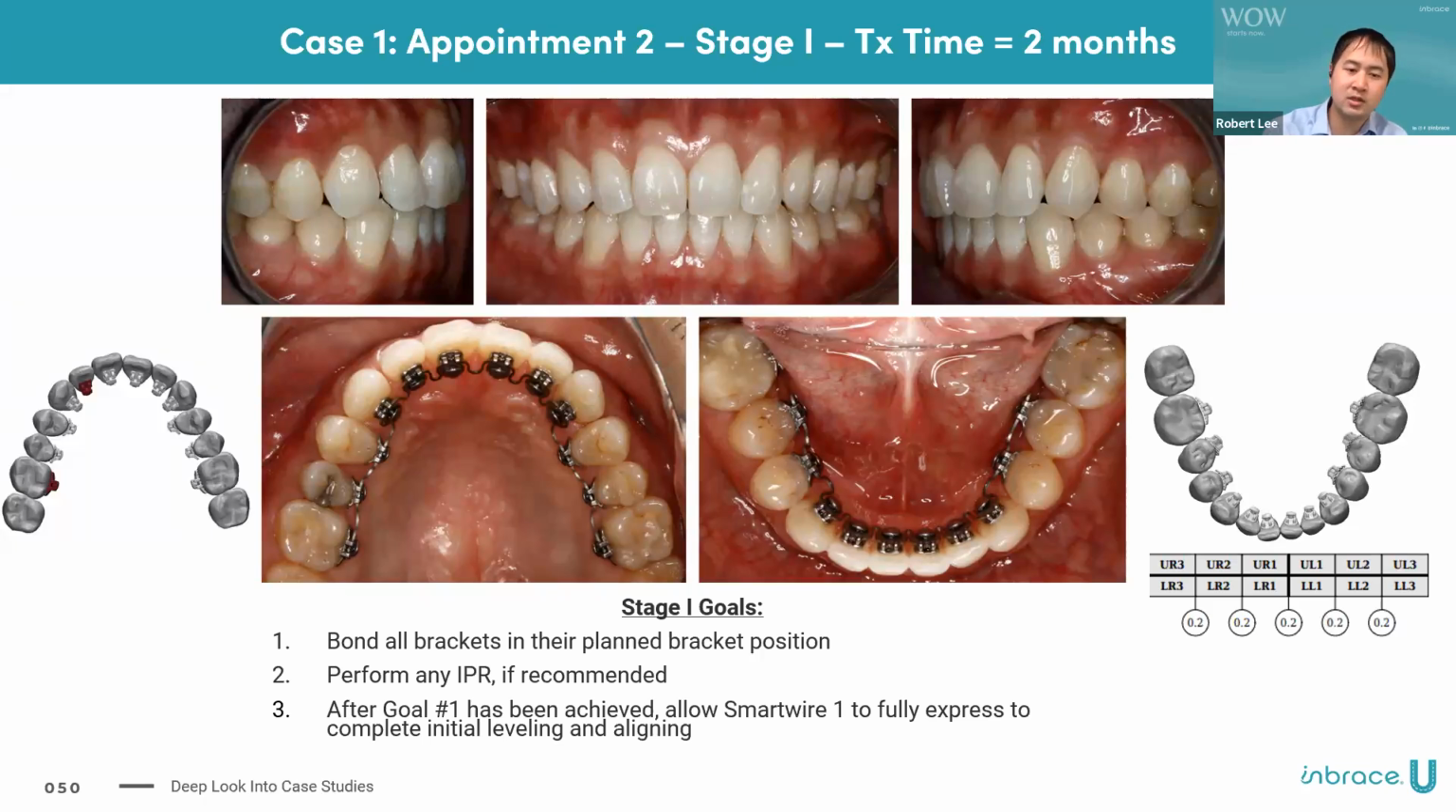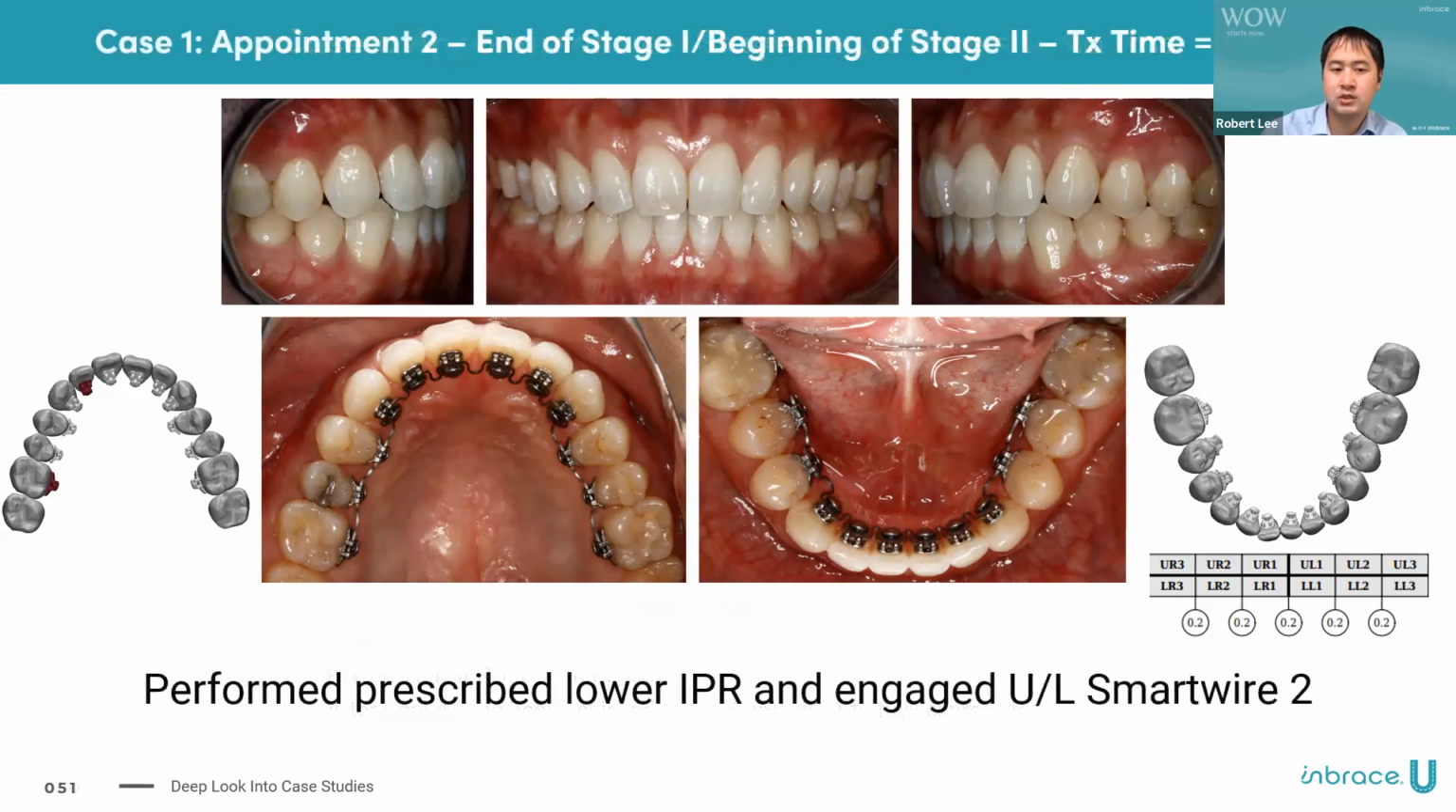It's been 2 months that you've been letting the Smartwire 1 express, and the IPR is going to be performed in this appointment. So that means all the stage 1 goals have been completed, and we can engage upper and lower Smartwire 2. So again, very straightforward on how do you know when you go from Smartwire 1 to Smartwire 2.